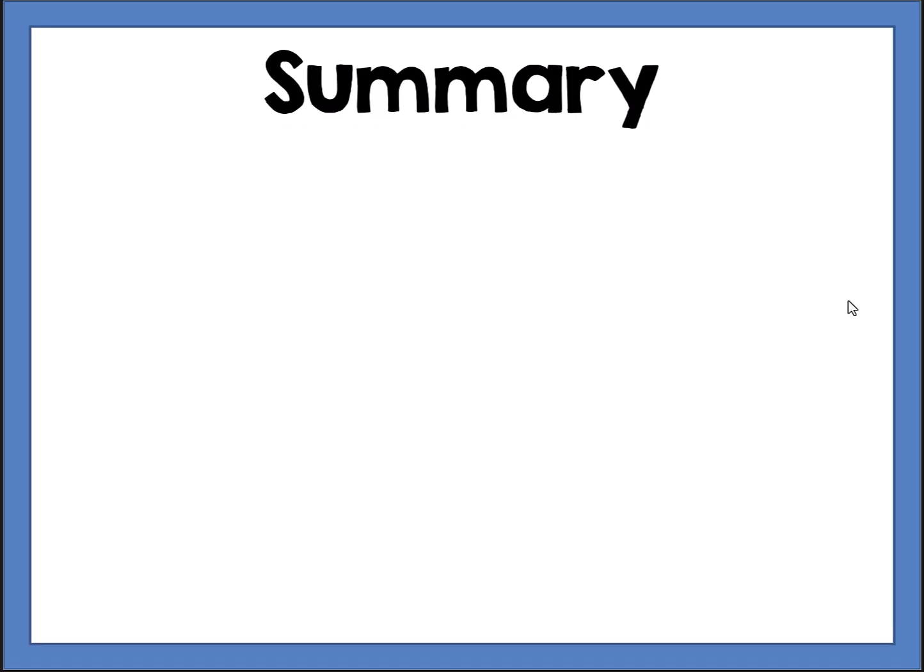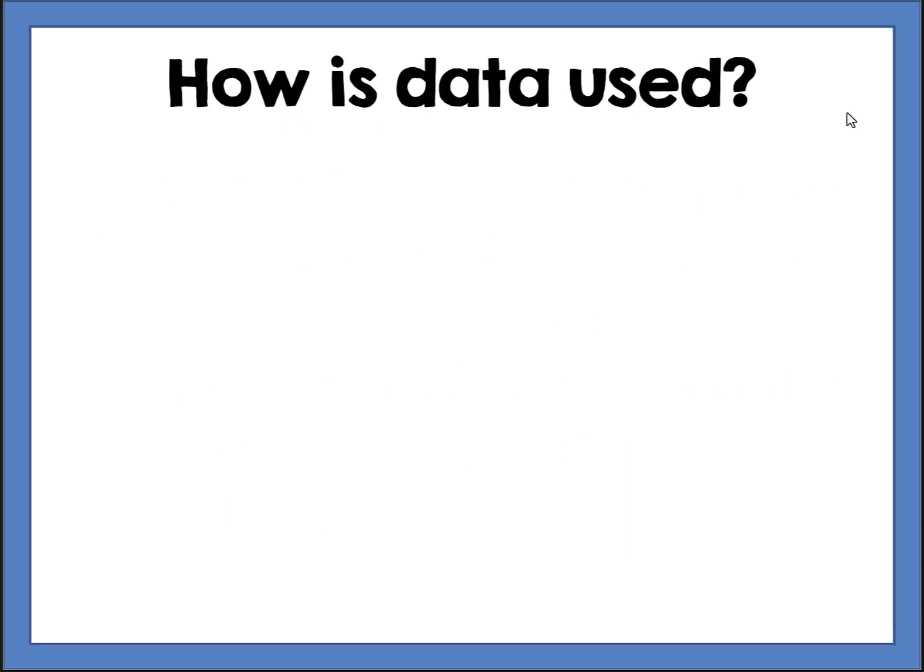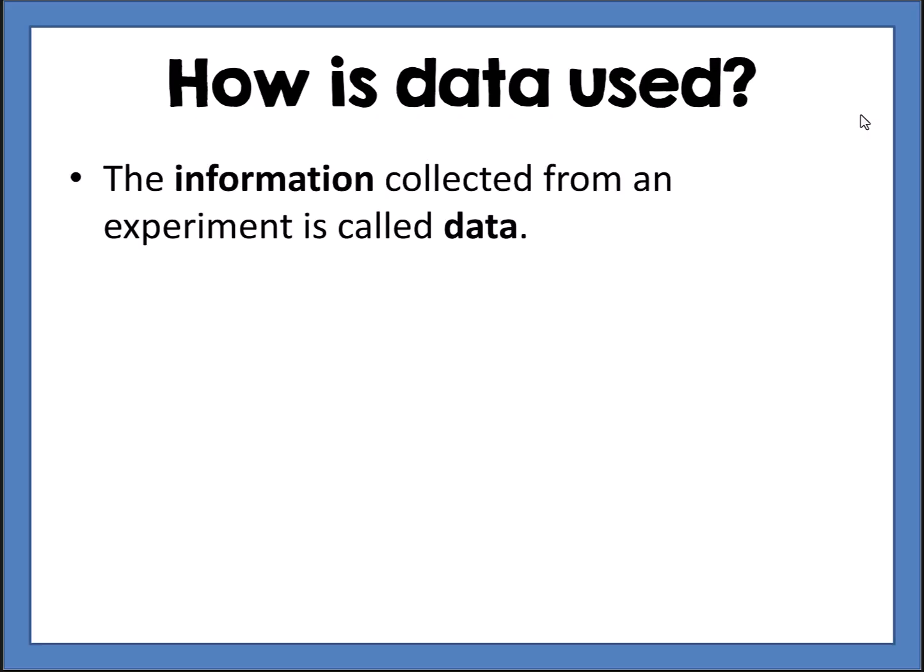So in summary, the scientific method is a process that starts with observations. A hypothesis is made using inductive or deductive reasoning and is tested in a controlled experiment. Okay, so we've finished our controlled experiment and we've collected some information from it. The information we've collected is called data.